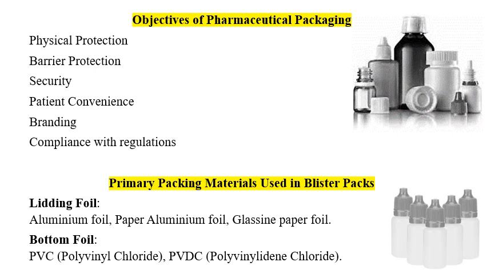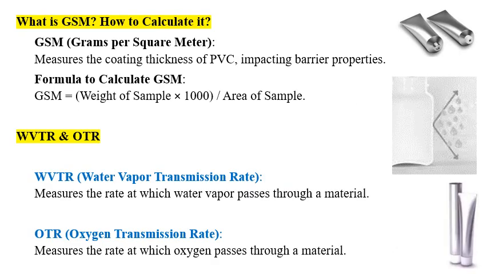Primary packaging materials used in blister packs. For example, I have taken here a blister pack: leading foil and base foil or bottom foil. These are the two components of packaging material in a blister. Leading foil may be made up of aluminum, paper aluminum foil, or glassine paper foil. Bottom foil is made up of PVC, PVDC or aluminum. So, leading foil and base foil. In the base foil, the blisters are formed, and the leading foil is to cover the bottom foil or base foil.